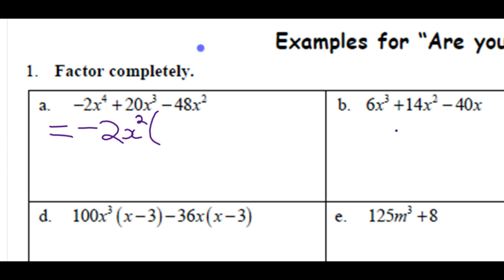Now put down brackets, and what do we need? So how do I make a negative 2x to the 4th? We need an x squared, right? Okay, plus or minus? Minus, because we took a negative out. Okay, minus, how do you get 20 if you got a 2 there? 10x, plus or minus? Plus what? 24. Close parenthesis, right?